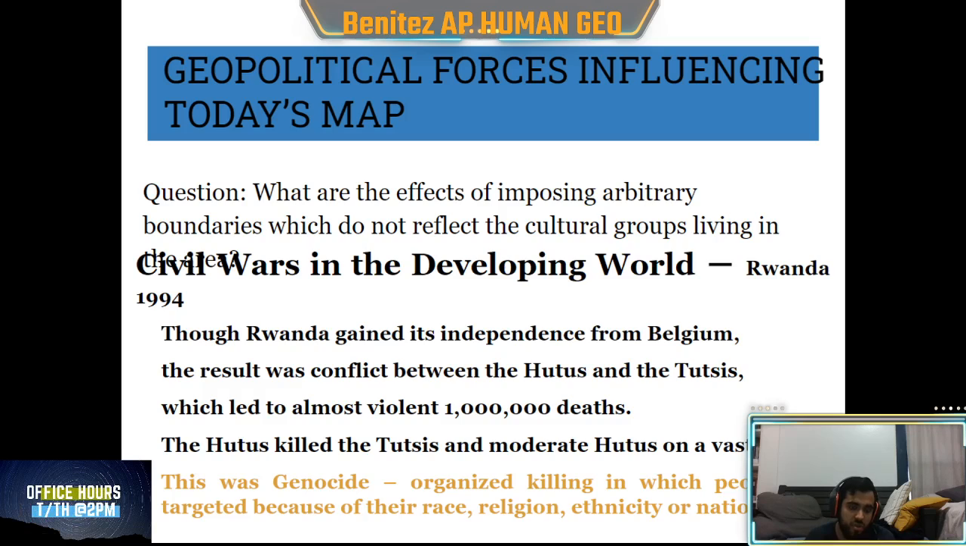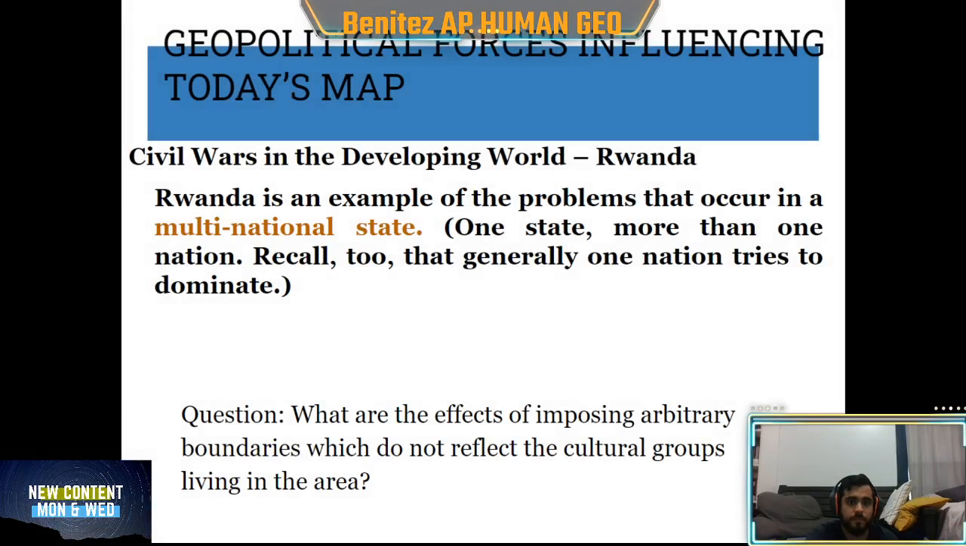They wanted to be in control. They wanted power. They wanted some representation. They were tired that the Tutsis were always in control. So finally, they took advantage and they decided to target the Tutsis since the Belgians were no longer there to back them up. Rwanda is an African state where we had two different groups, two different nations that did not like each other, so they fought against each other.